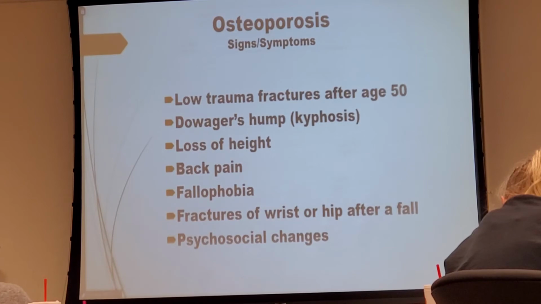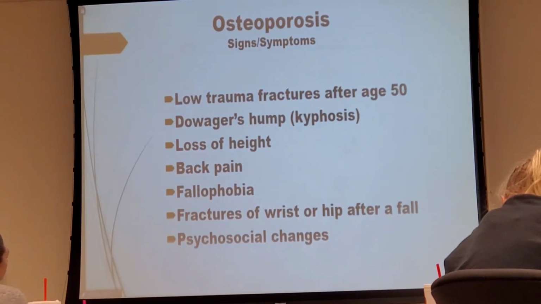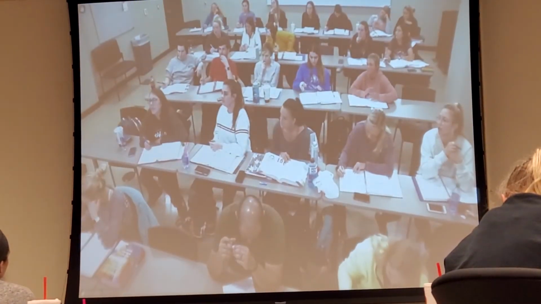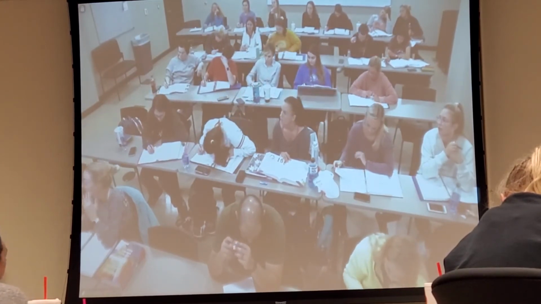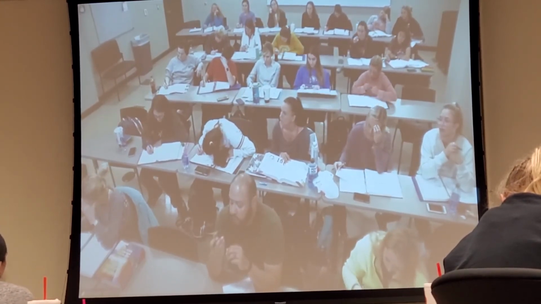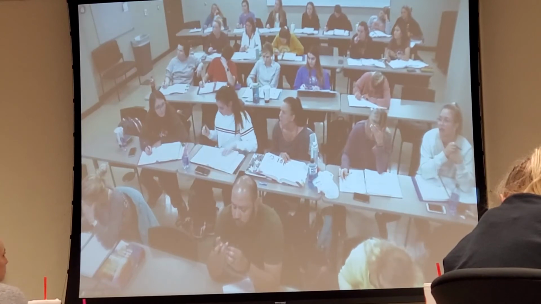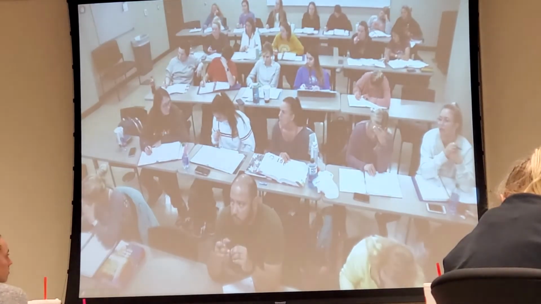So what do these clients look like? What do we see? It's often a silent disease. People don't know they have it until they break something. First sign is often a fracture, especially after the age of 50, a low trauma event. It's oftentimes the first time that somebody gets diagnosed.